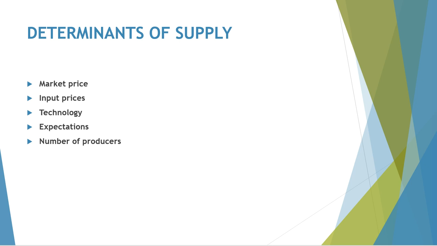Okay, let's come back to this lesson. Determinant of supply. Contohnya saya nak discuss pasal teknologi lah. Okay, level of technology. Kat sini saya nak discuss pasal teknologi. Apa kena-mengenanya teknologi dengan supply? Idea tak?